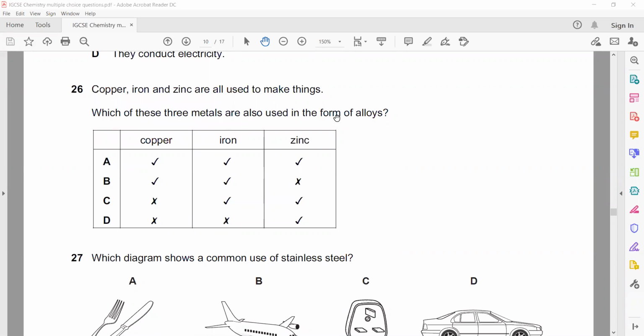Copper, iron, zinc are all used to make things. Which of these three metals are also used in the form of an alloy? Alloys mean a mixture of metals. When we mix two or more metals together, we call that an alloy. So copper and zinc can be used, and iron is also used for stainless steel. Copper gives brass and bronze, and there is stainless steel. So these all are used for making alloys.